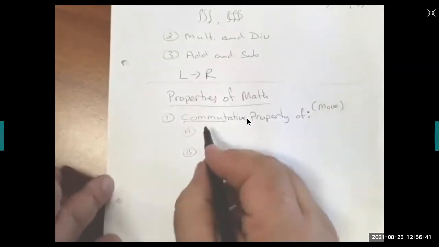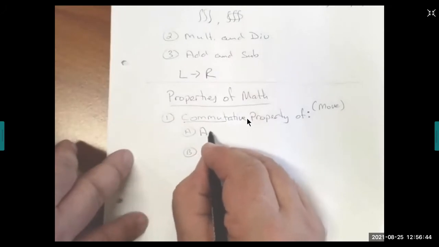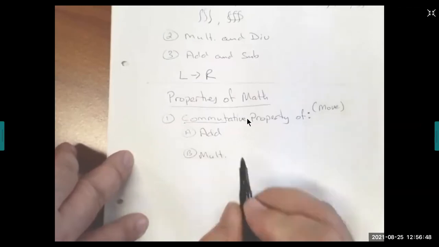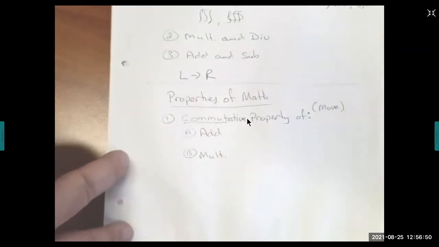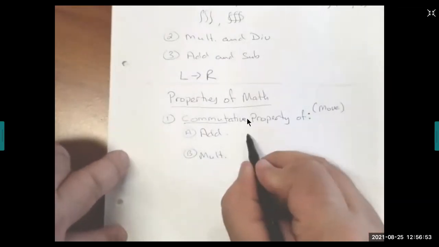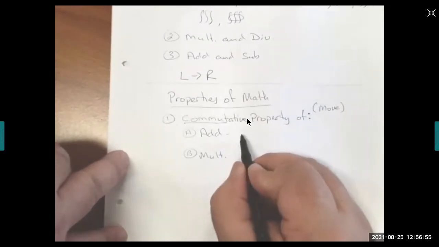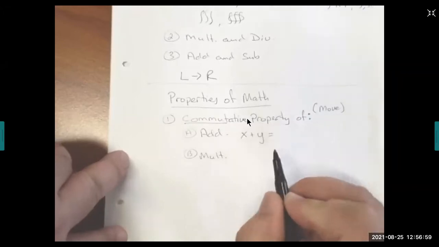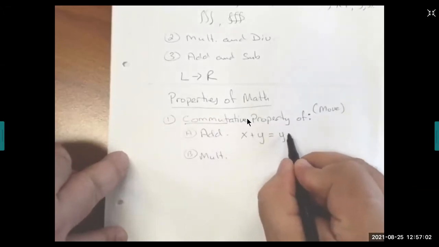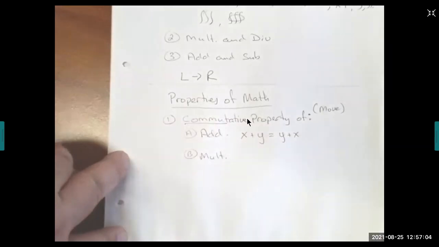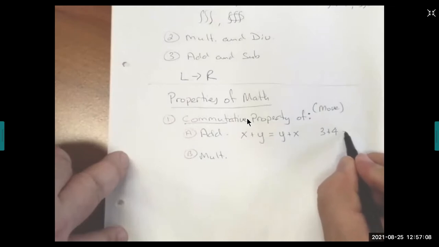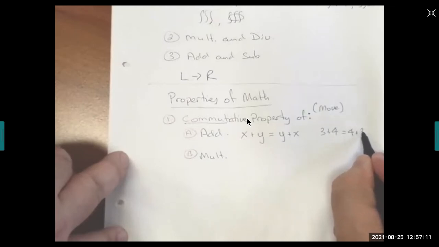There are two possibilities here, of addition and of multiplication. There's two commutative properties. What the commutative property of addition says is that if I have any two numbers and I add them together, x plus y is the same thing as y plus x. I can move them around. 3 plus 4 is the same thing as 4 plus 3. They both equal 7.